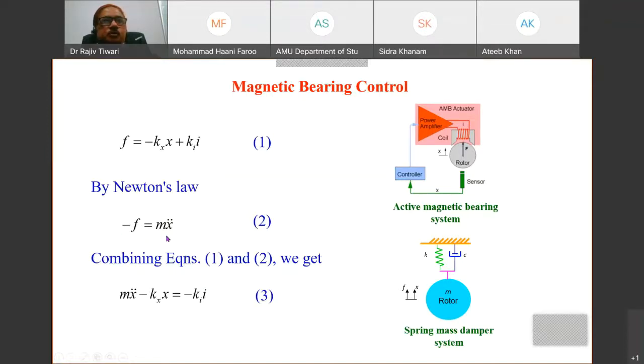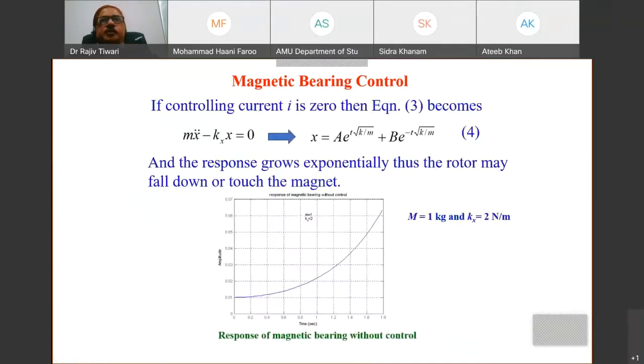Now we can substitute the magnetic model here, the linearized model, and this equation will become like this. I brought one of the terms here. Now if you see, if the controlling current is not there, we have negative stiffness. Negative stiffness means the system is unstable. So that we'll see in the next slide.